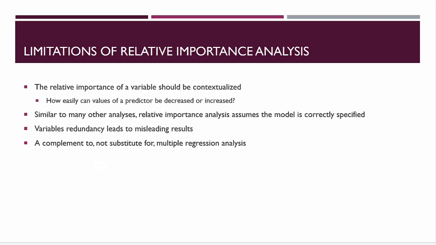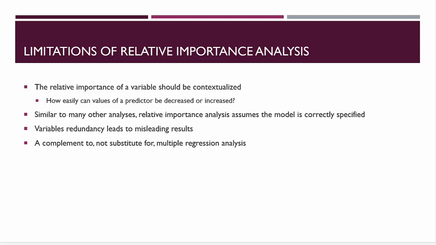I want to end by discussing some of the limitations of relative importance analysis. The first is the importance of being able to contextualize what it is that we're looking at. The relative importance value is certainly important and interesting to look at, but it doesn't tell us how easily or costly it is for us to alter a particular predictor variable. So that's something that we want to consider when we're making recommendations to managers.